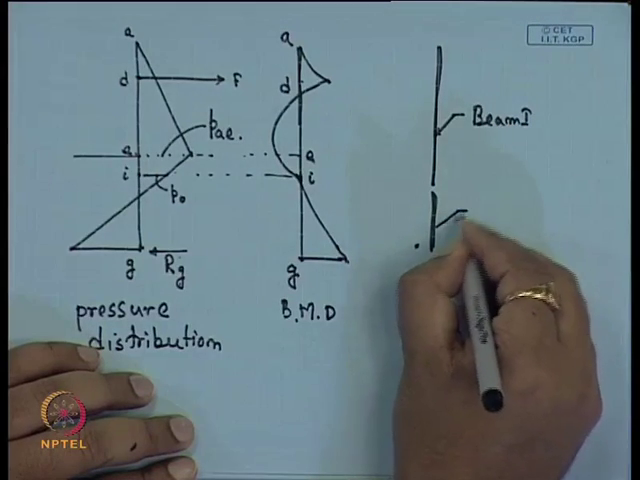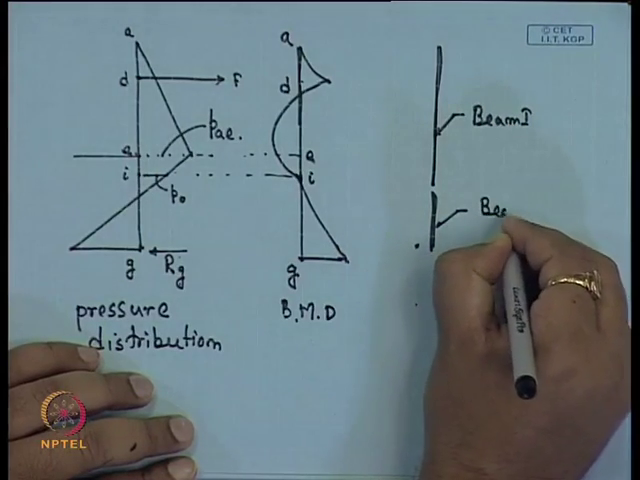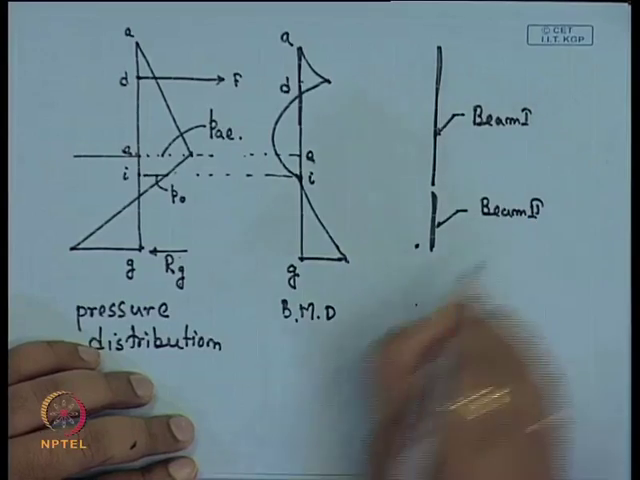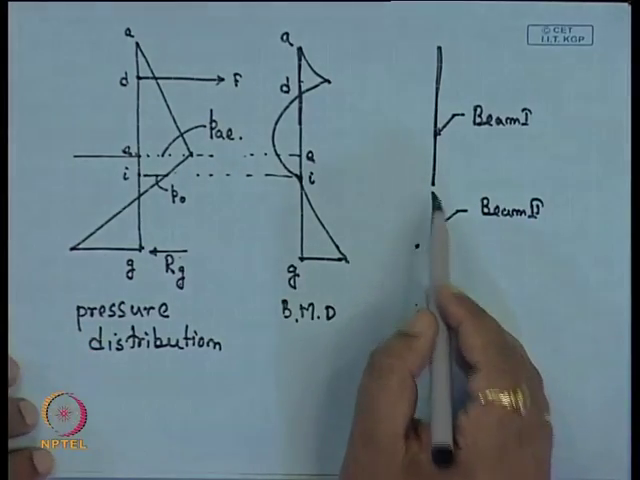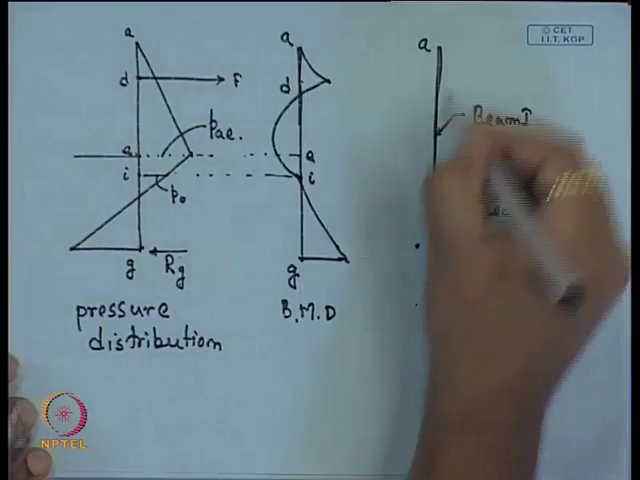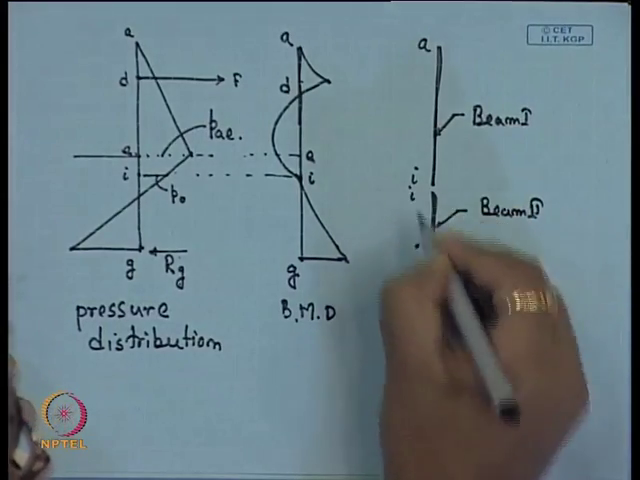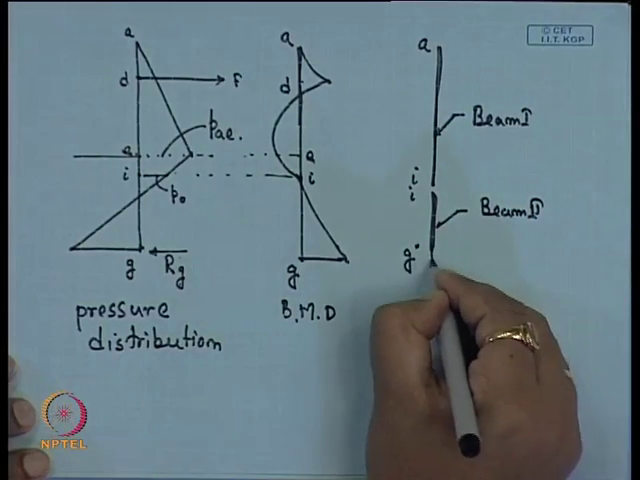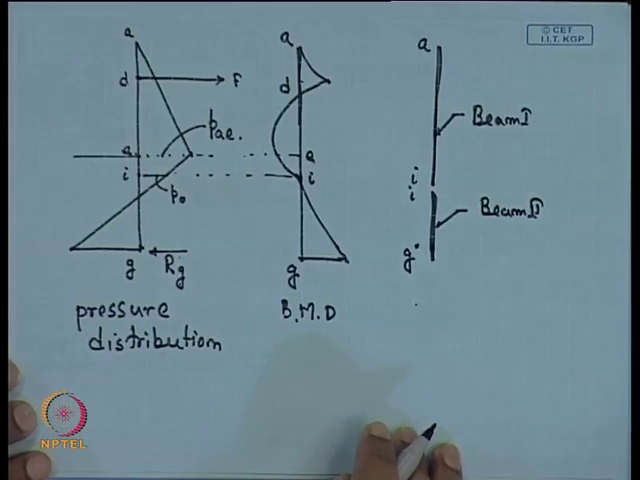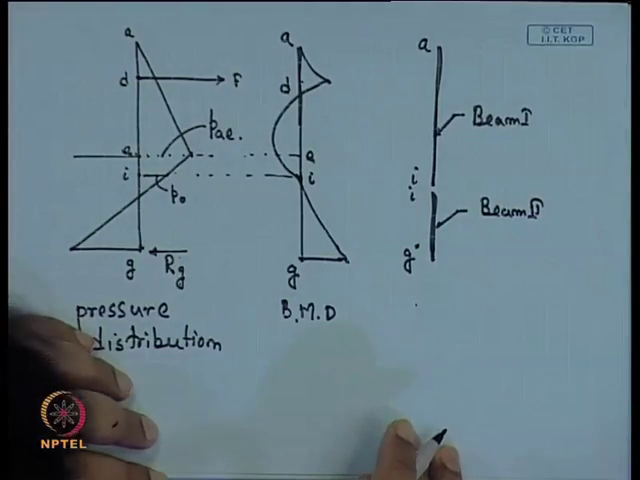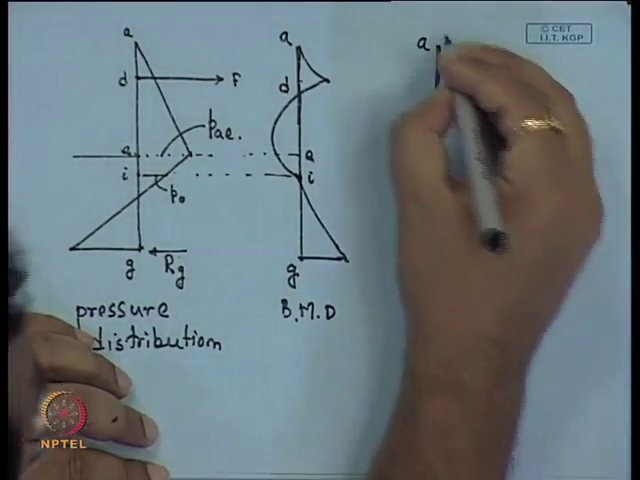And this is our beam number 2, because the sheet pile you are considering is two beams: one is A to I, another is I to G. Okay. Now, what are the forces in the first beam?